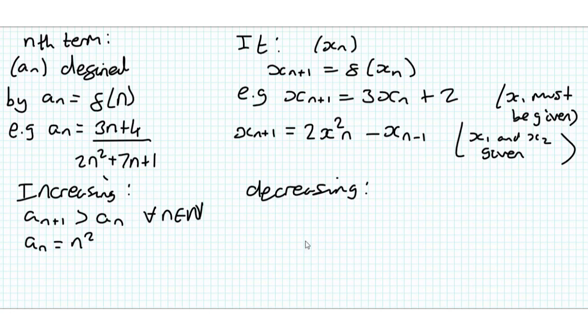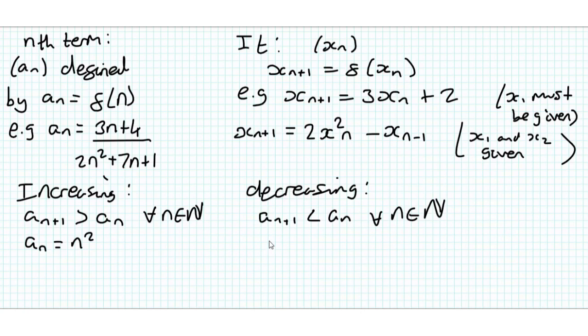Decreasing is the opposite, so a_(n+1) is less than a_n for all n in natural numbers, and for all n in natural numbers if we want it to be increasing or decreasing for the whole sequence. But the sequence could become increasing once it reaches a certain term, so it could be oscillating or whatever up to the 30th term, and then it could be an increasing sequence. So it could be increasing on that range, so that's another thing to think about. But in terms of what's an increasing and decreasing sequence, it's for all of them.